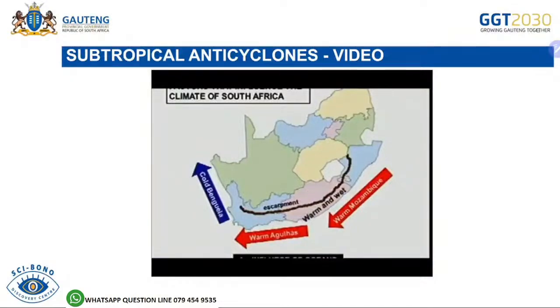The second thing that you must know: warm and wet climate. On this side, because you've got warm water, it will be warm and wet, and on this side, it will be cold and dry.